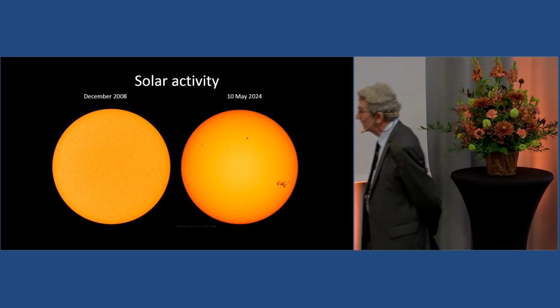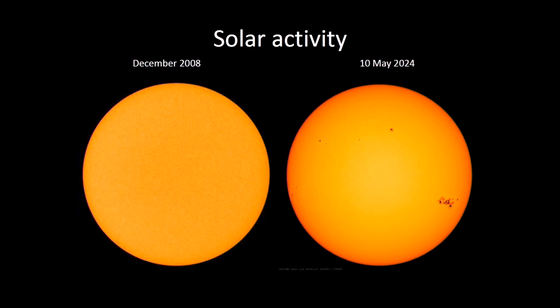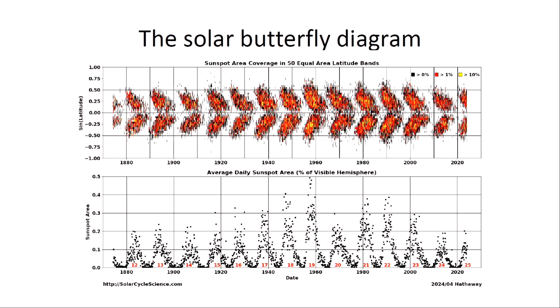Sometimes the sun shows absolutely no sunspots. And the question is why? The variation in the number of sunspots shows a very regular pattern. It's called the butterfly diagram. What's shown on the top graph is the occurrence of sunspots as a function of latitude on the vertical axis and time on the horizontal axis. And you see these patterns of sunspots moving from high latitudes towards the equator.